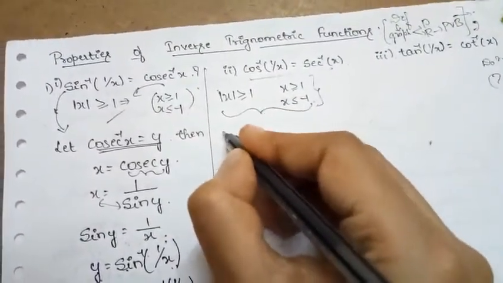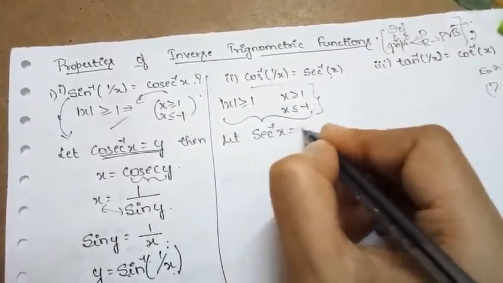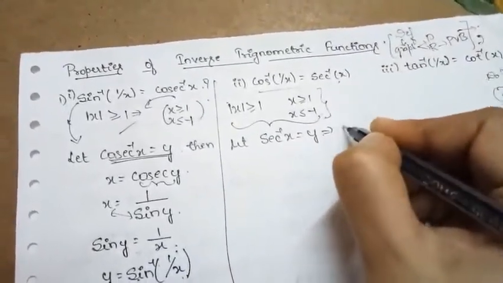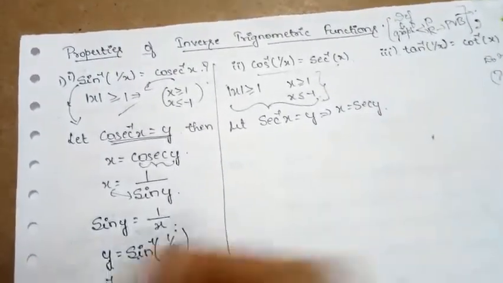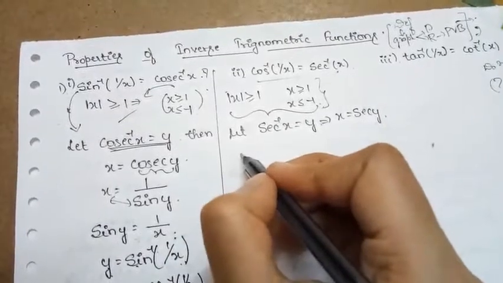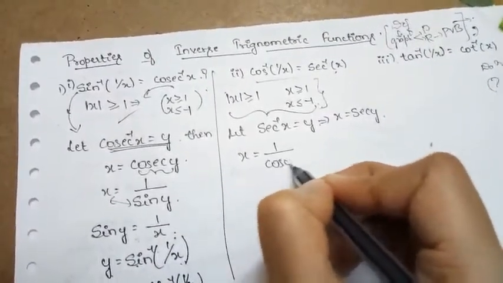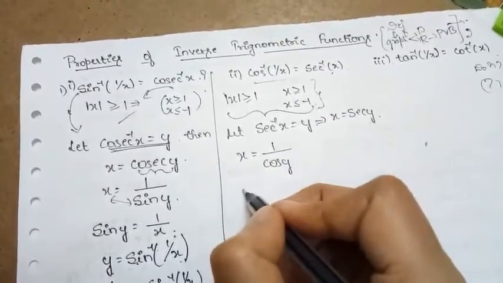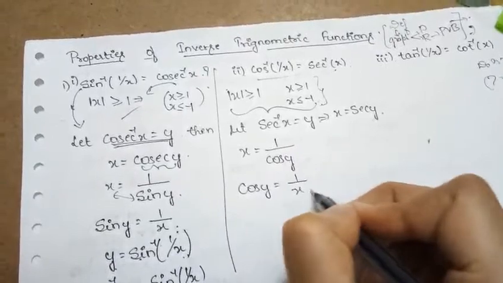So, what is the first step? I am considering secant inverse of x is equal to y. That implies x is equal to secant y. So x is equal to secant y means x is equal to 1 by cos y. Now, by interchanging the elements from LHS and RHS, what we get? Cos y is equal to 1 by x.